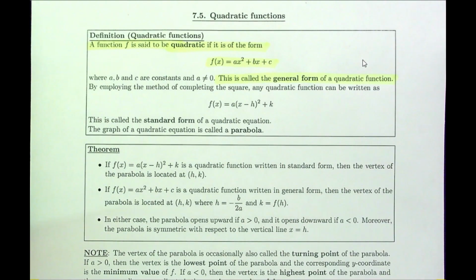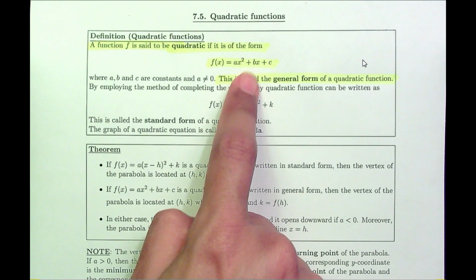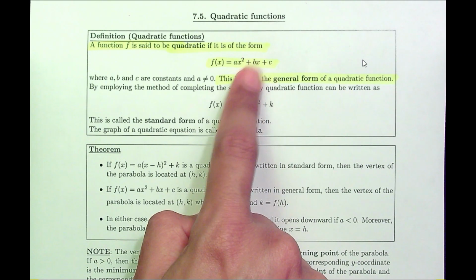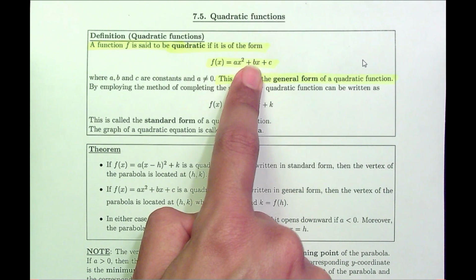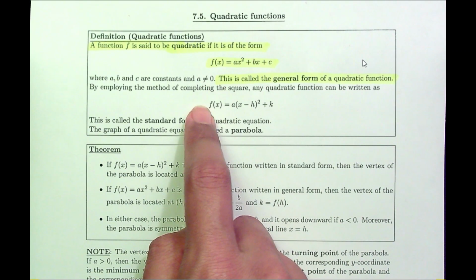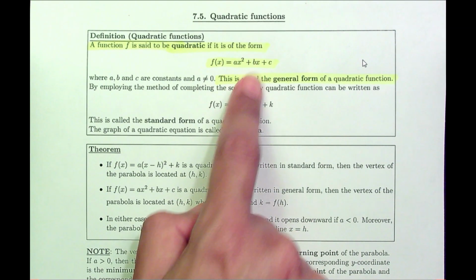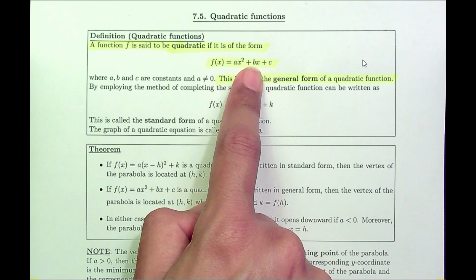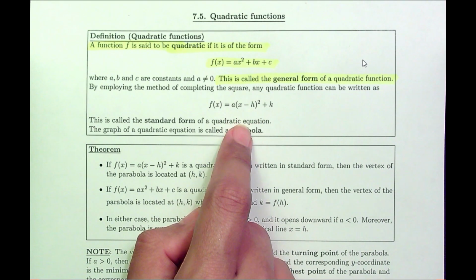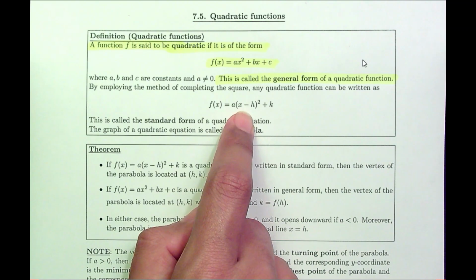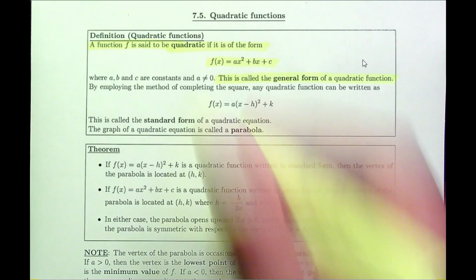There's in general two forms in which you can offer a quadratic function. This is the so-called general form. Now, there's another useful way of rewriting this, by using the method of completing the square. If you complete the square here, you can actually rewrite this function in a different form, and it would look like this. You can write it this way.